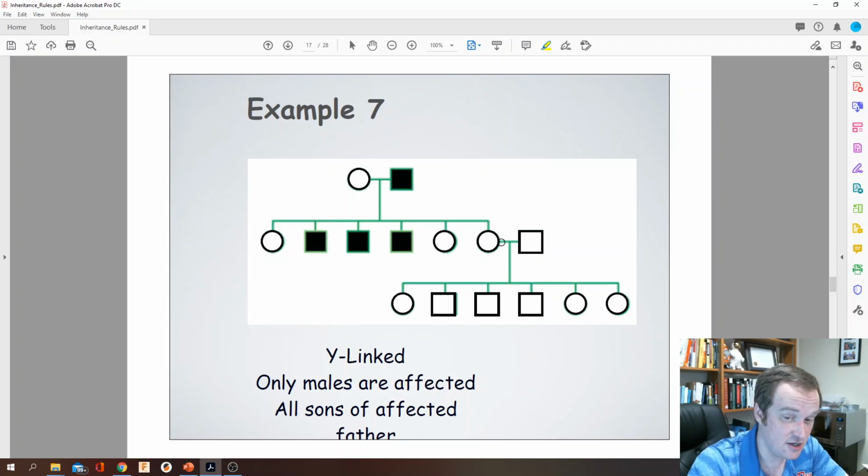His daughter has kids, but since he didn't pass a Y to his daughter, obviously, otherwise his daughter would be a son, this generation doesn't have it. And this male doesn't have it because this is indicating mating from outside the family.